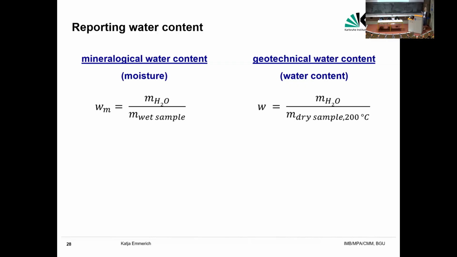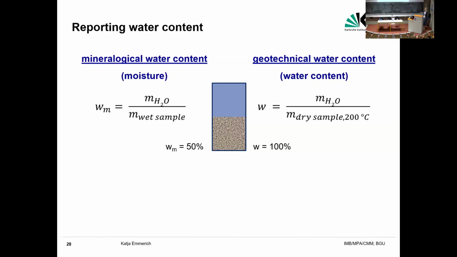And to get an idea about the meaning of both calculations, if you think about a sample that contains 50% of a solid and 50% of water, the moisture would be 50%, because half of the sample is water. But in the case of the geotechnical water content, the water content would be 100%. So with this figure you always can imagine the difference between those two calculations.